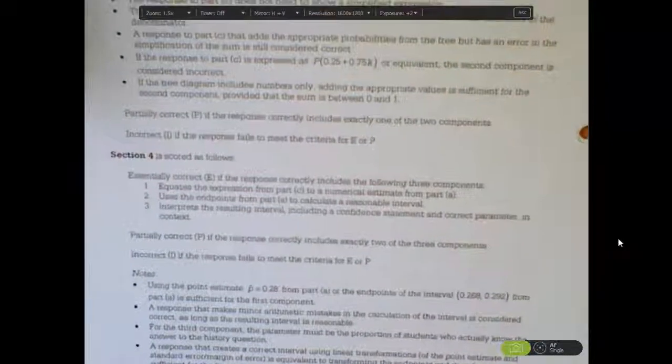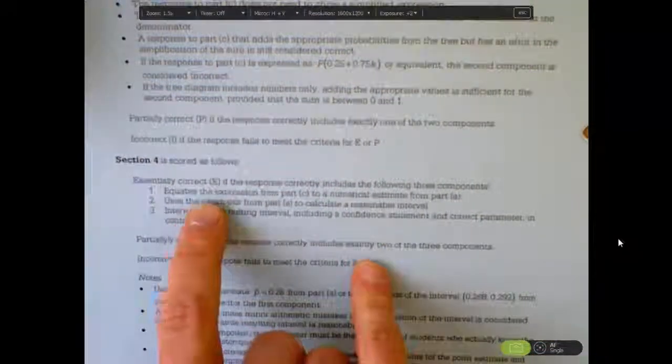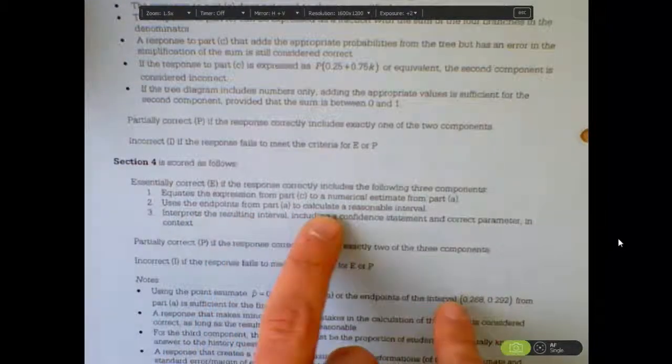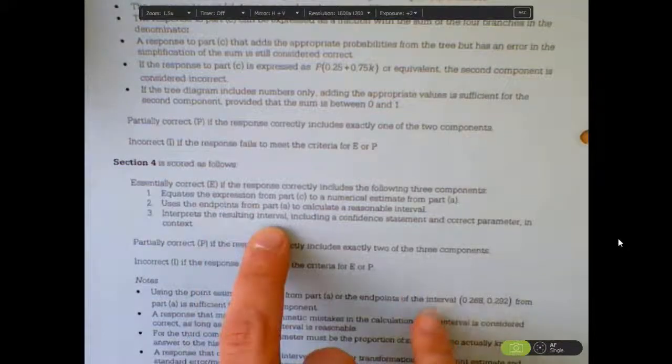Okay, and moving to the last part, this is where it gets really awkward, and they're kind of throwing something out there and then seeing what you can do with it. Okay, question D. Using your interval from part A and your answer to part C, do another confidence interval. Well, we haven't really done a confidence interval based on another confidence interval in a conditional probability tree diagram, so they're just seeing what you can do. So, equates the expression from part C to a numeric estimate, uses the endpoints from part A to calculate a reasonable interval, and interprets the resulting interval.